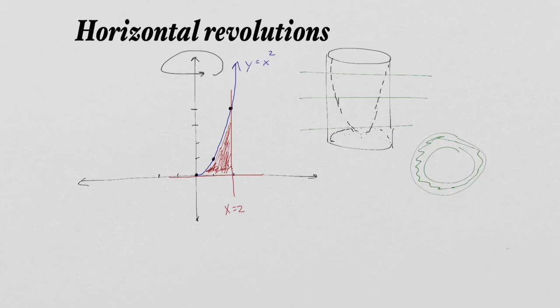So that's what we're going to do. We're going to be looking at horizontal cross-sections. We're going to think about finding this volume by taking an infinite number of infinitely thin slices, and this time stacking them vertically instead of stacking them against each other horizontally.